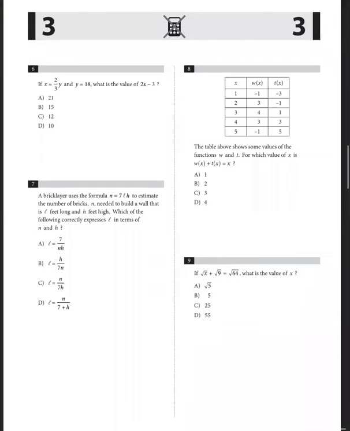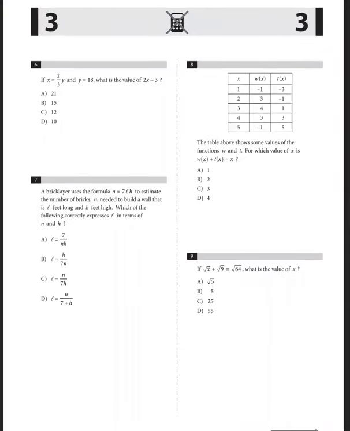So let's look at number 7. It says, a bricklayer uses the formula n is equal to 7 times the length times the height to estimate the number of bricks n needed to build a wall that is L feet long and H feet high. Which of the following correctly expresses L in terms of N and H? So really what you're doing, and I'll rewrite the equation right over here, you just want L by itself.